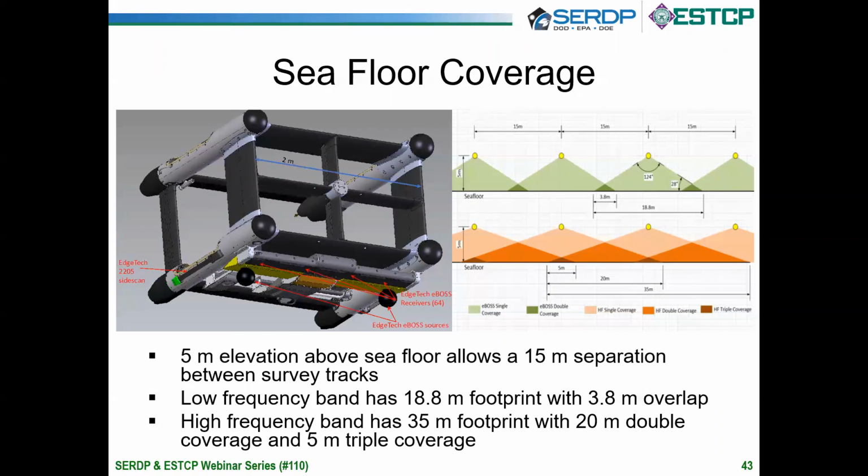Now this 5-meter elevation actually gives us quite a large footprint on the seafloor, as we have side scan sonars that are on the pontoons looking out away from the vehicle or the tow body. And we can get roughly 35 meters to 40 meters of coverage on any one side of the platform, and we get triple coverage with a 15-meter spacing.